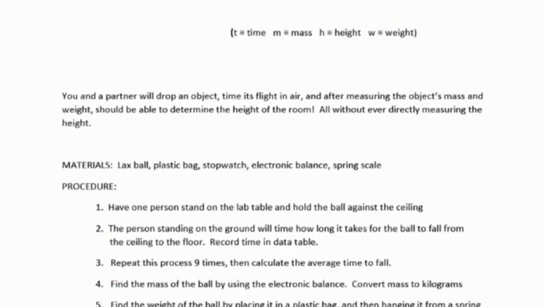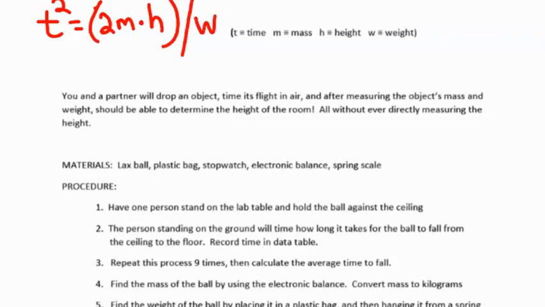So the equation that I'm going to give you is this: the square of the time is equal to, parentheses, twice the mass of the object times the height that it falls, all divided by the weight of the object. And I've written here what each of those variables stand for so you don't forget.